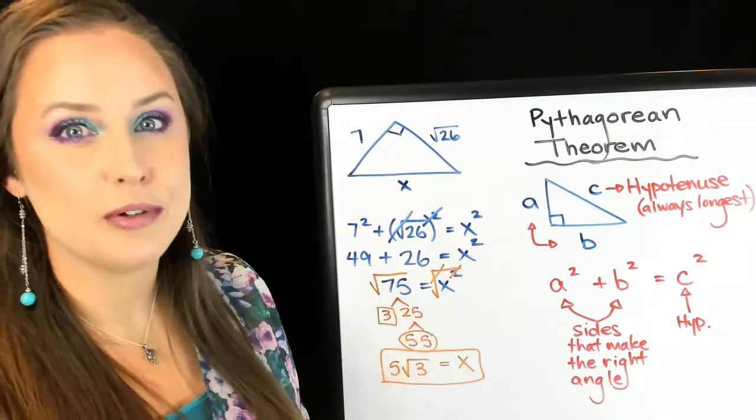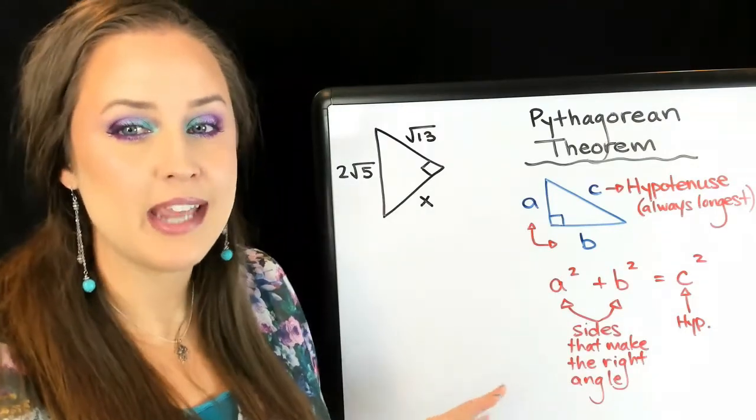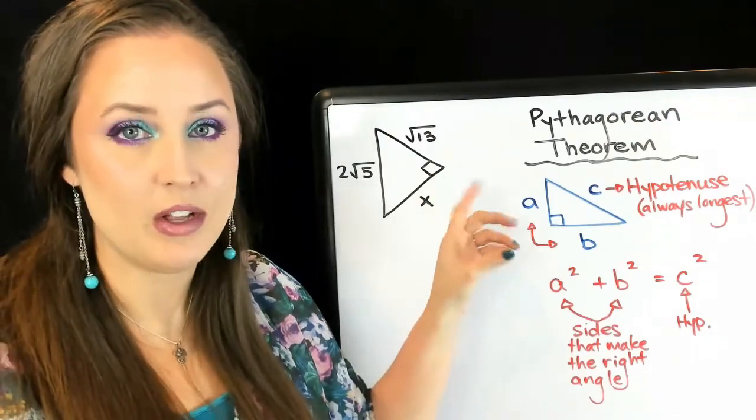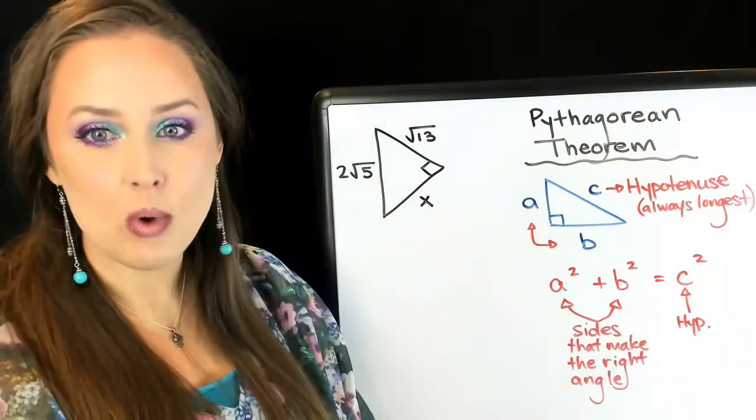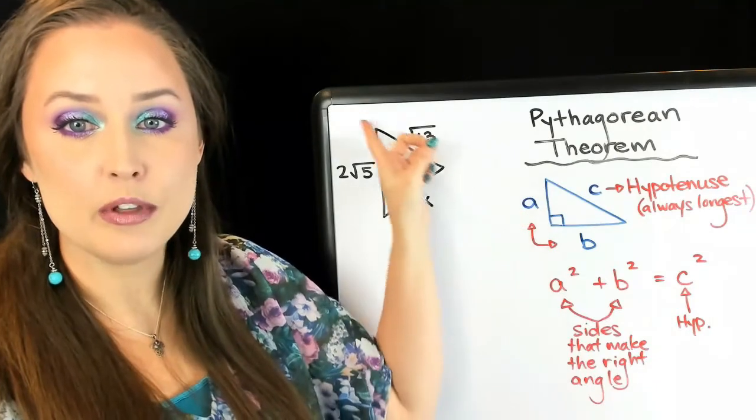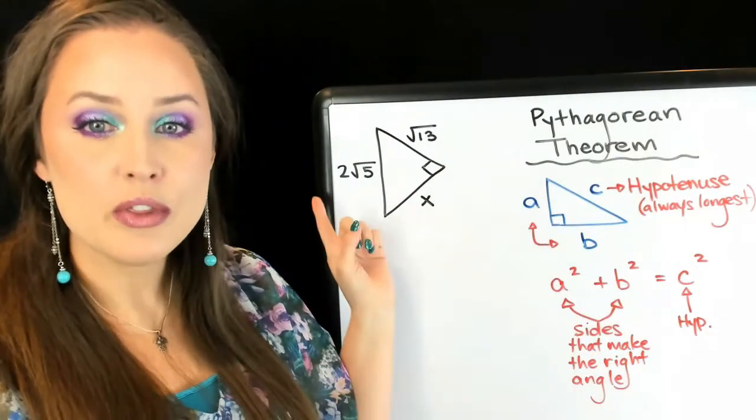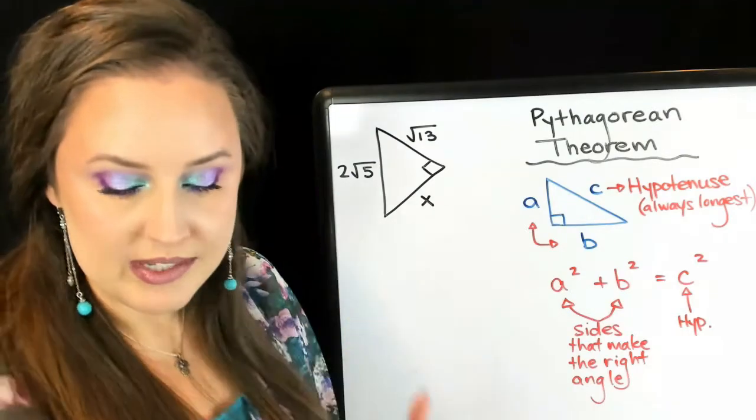Let's do some more with roots to get even more practice. Remember what I said a minute ago about not being drawn to scale? Case in point, that's supposed to be a right angle. Use your imagination. So remember that since the right angle is here, that the x and the root 13 are going to be your a and b because they're the sides that make your right angle. The 2 root 5 is your hypotenuse. So this is how it should be set up.